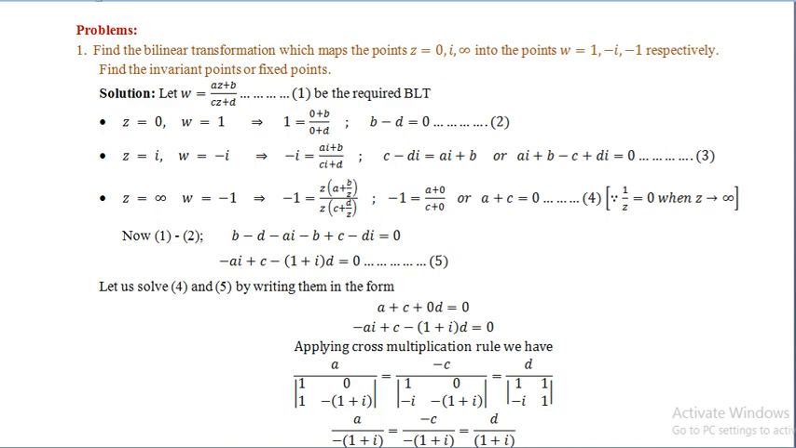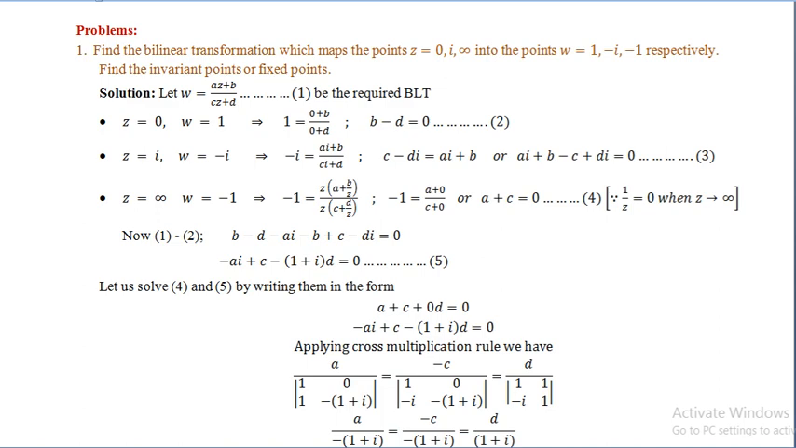So z into bracket a plus b by z, and the denominator is z into bracket c plus d by z. Here z and z cancel out, leaving a plus b by z over c plus d by z. Now put w value as minus 1 and z as infinity. So b divided by infinity is 0, d by infinity is 0, because 1 by infinity is 0. Finally we get minus 1 equal to a by c, or minus c equal to a, or a plus c equal to 0.